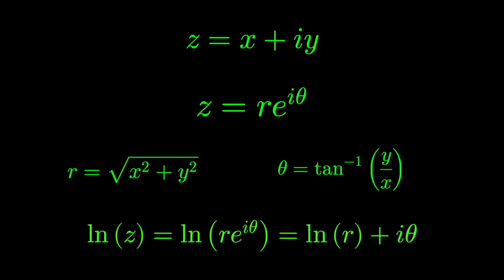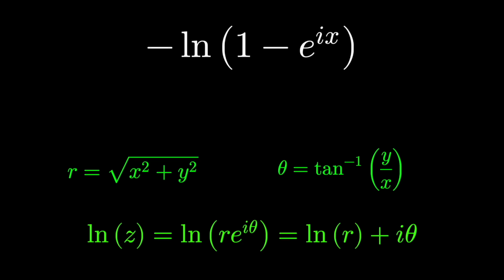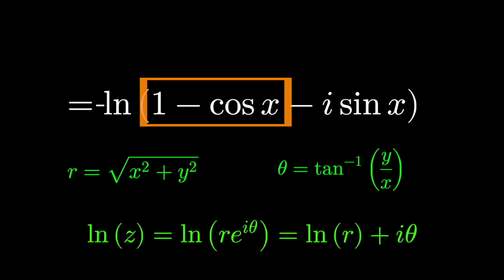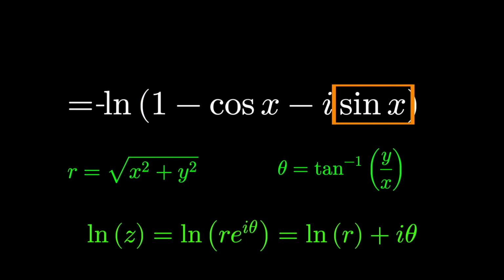theta. So we need to figure out what's r and what's theta for our complex value, in this case, 1 minus e to the ix. We need to figure out what's the real part and what's the imaginary part. Fortunately, again, Euler's formula comes to the rescue. e to the ix is cosine x plus i sine x, so we can reduce the inside of this logarithm to 1 minus cosine x minus i sine x. The real part is 1 minus cos x, the imaginary part is minus sine x.